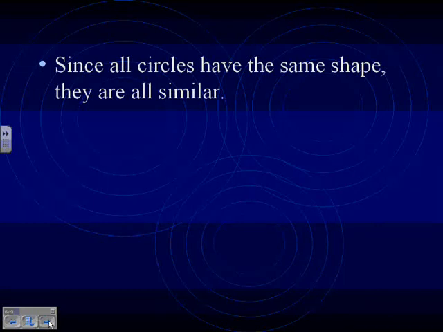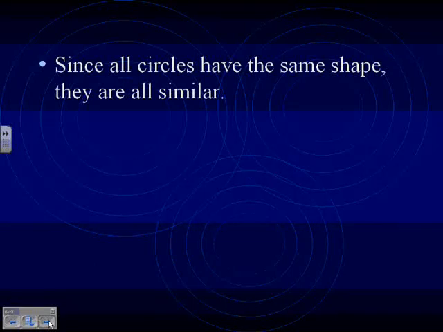Kind of tying this into what we did a couple chapters ago. Since all circles have the same shape, they are all similar. Remind us what it meant for two figures to be similar. Okay, so I'm hearing a few things, all good. Same shape, but not necessarily the same size.